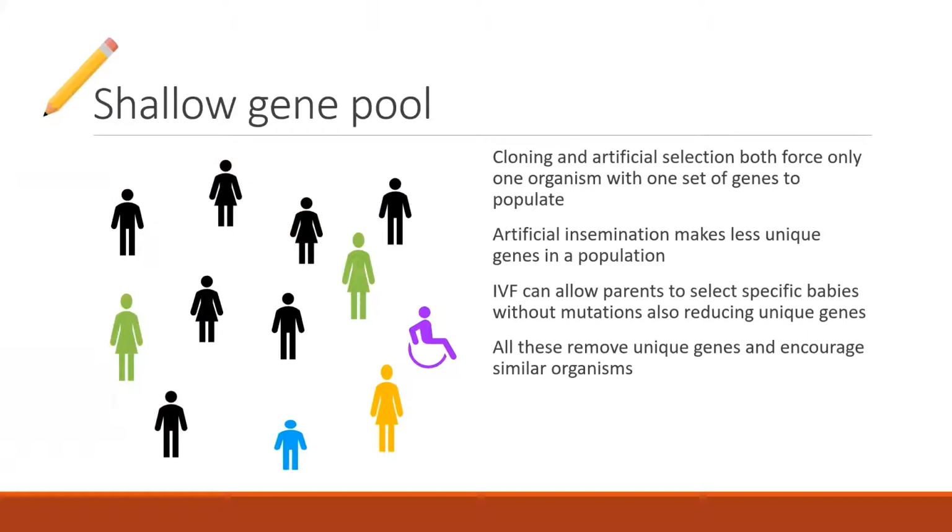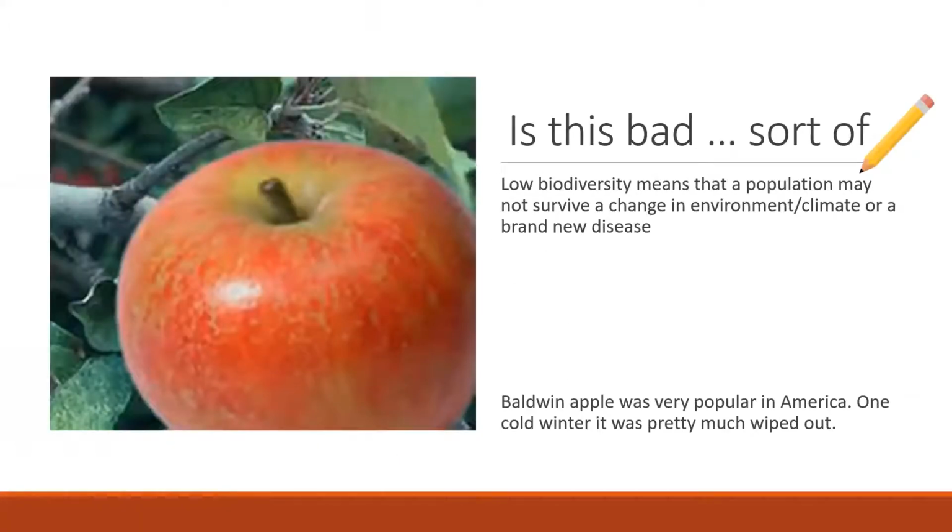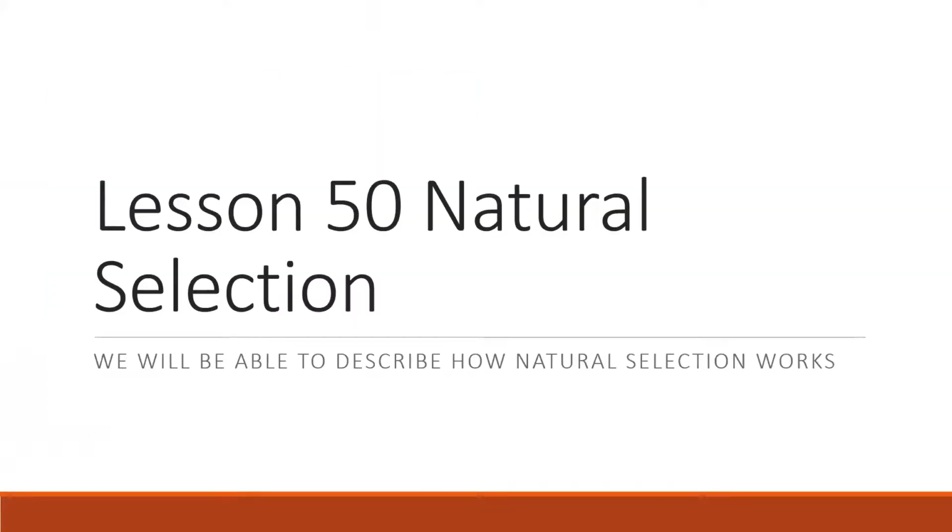Why is this bad? Because ultimately it makes animals less unique. And as I said, if they're less unique and there's a change in the environment or the climate or a new disease, or if that original horse or animal was already prone to certain diseases, then it can affect everything in that particular population. But what we're going to do now is talk about how nature does it. What does nature do to deal with this?